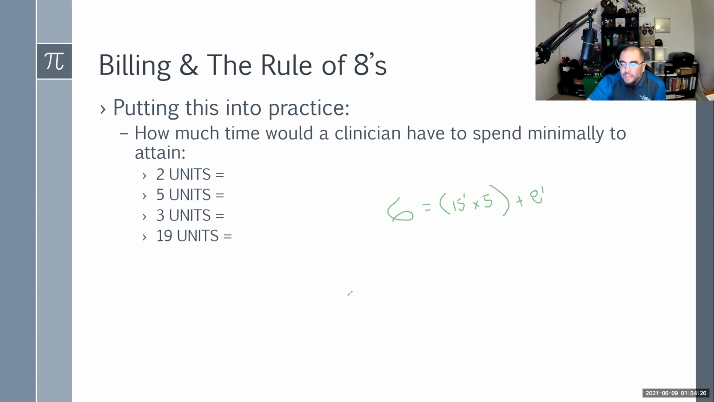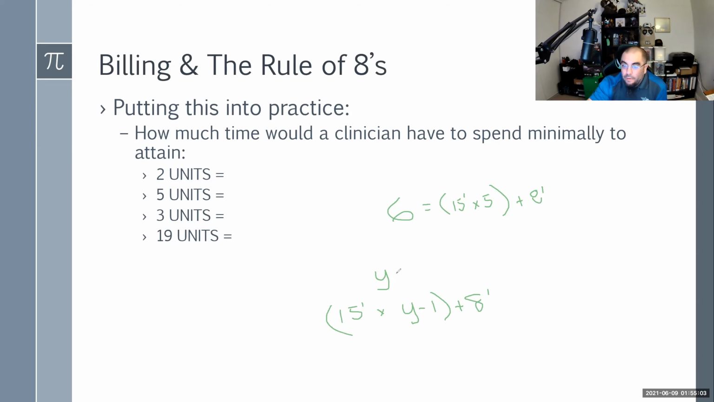So if I wanted to put this in kind of a math theorem way, and I said that the number of units I want to bill for is Y, my formula to calculate Y would depend upon what I'm doing. So I would say that Y minus 1, right, times 15 plus 8 gives me my time. That would be a formula for this.